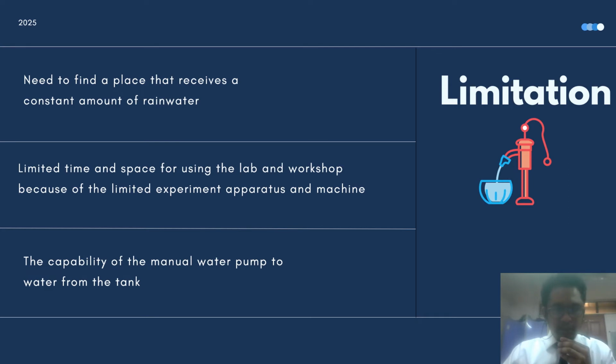Next, limited time and space for using the lab and the workshop. This is because many students will use the lab for their projects and classes. A proper plan and schedule need to be made in order to use the lab and the workshop. And lastly, the capability of the pump to lift the water to a high place. This is because the distance and the height between the pump and the tank will affect the head of the pump to transfer the water.